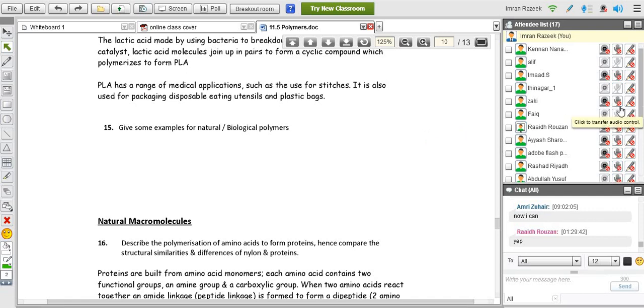As for the natural polymers or biological polymers, there are many. For example, you have carbohydrates and proteins. They're all natural polymers. Even DNA, deoxyribonucleic acid, is also a natural polymer. So you can write some examples of natural polymers here. The first one, carbohydrates.